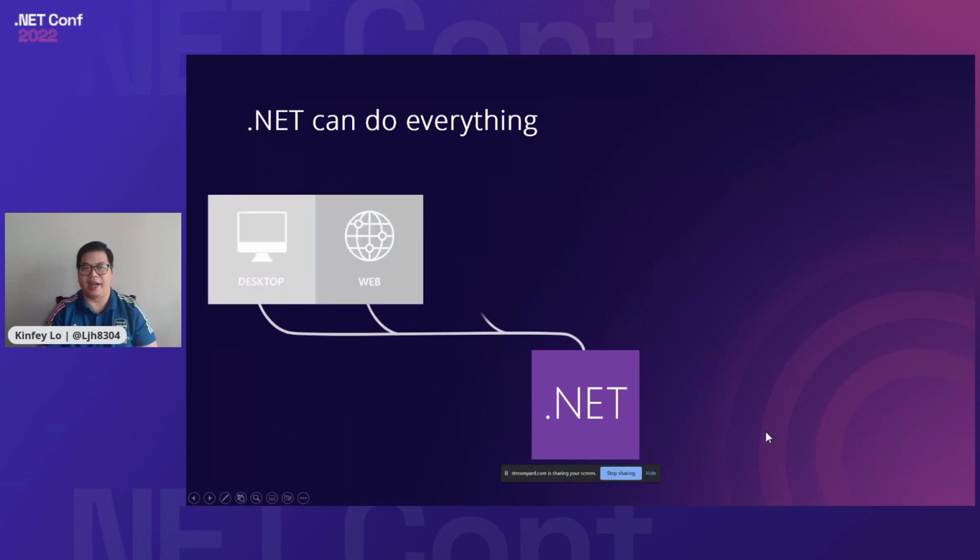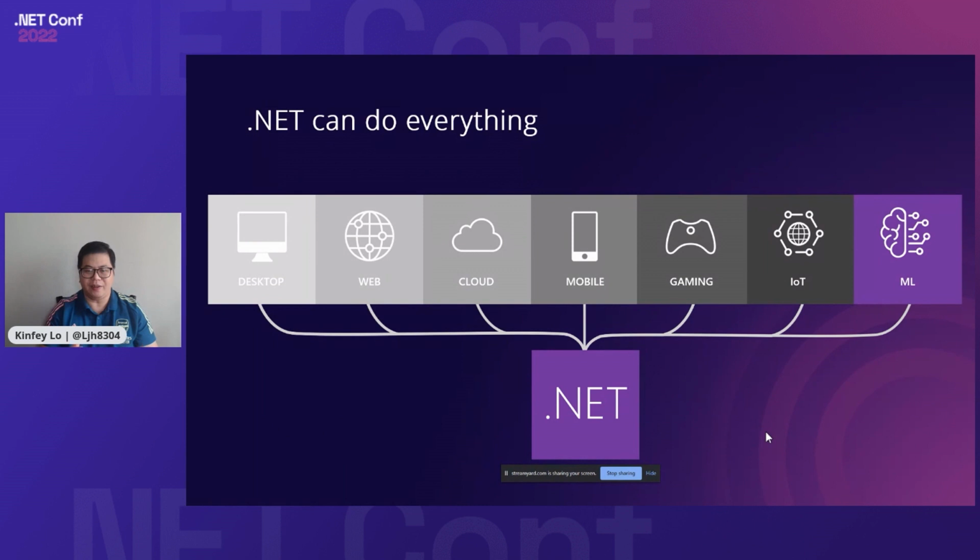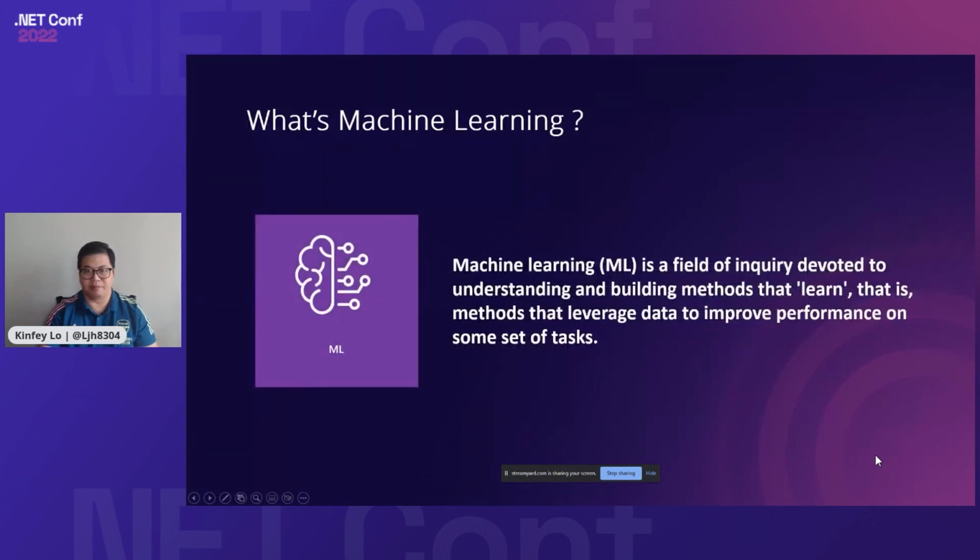The first thing is that I said .NET can do everything, because .NET is an open source project that can focus on different areas, just like desktop, web, cloud native, mobile, gaming, and IoT. Machine learning is a very new topic. In the past 3 years, ML.NET has become very famous in .NET technology.